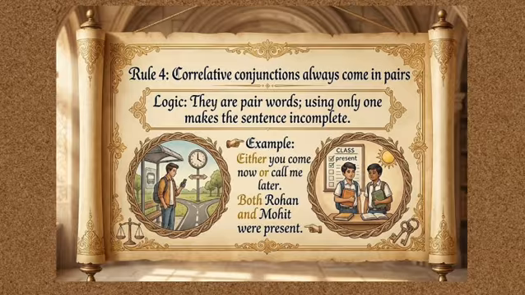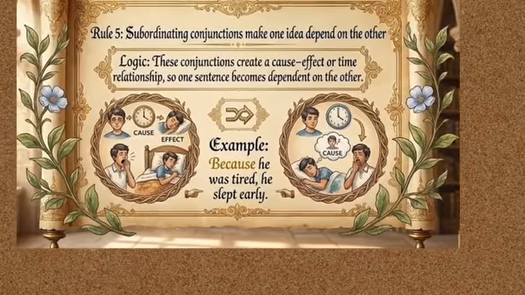For example, "Either you come now or call me later." So as you can see in this sentence, "either" and "or" are the pair of correlative conjunctions used together. The second example, "Both Rohan and Mohit were present." So in this, "both" and "and" are correlative conjunction pairs used in the same sentence so as to get a meaningful sentence.